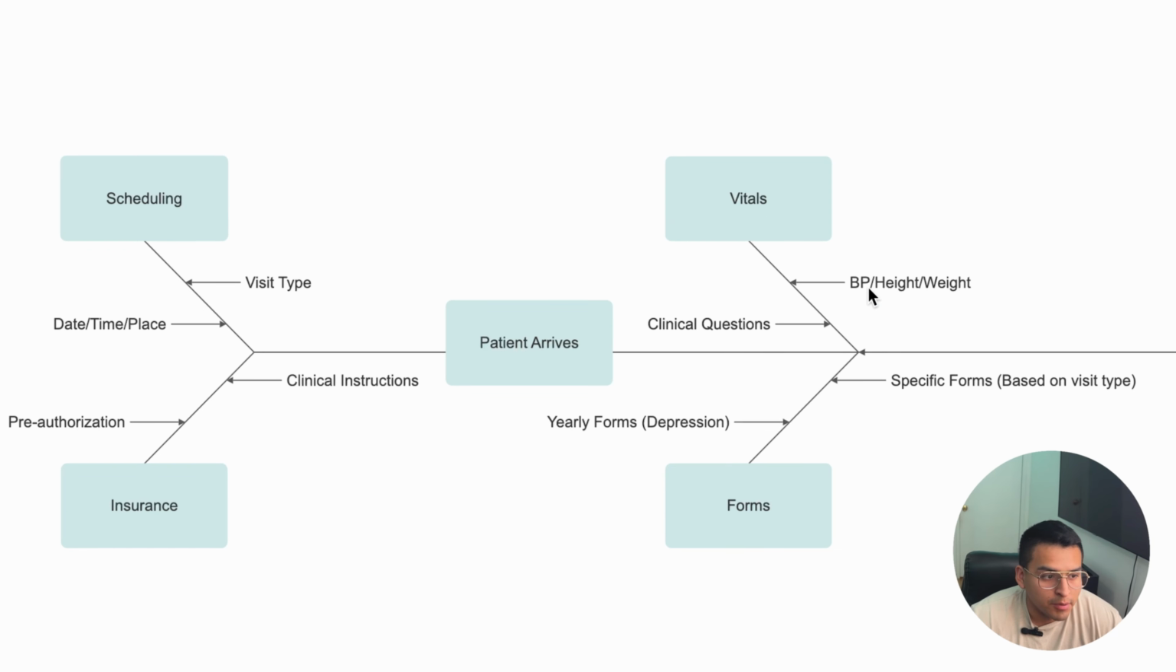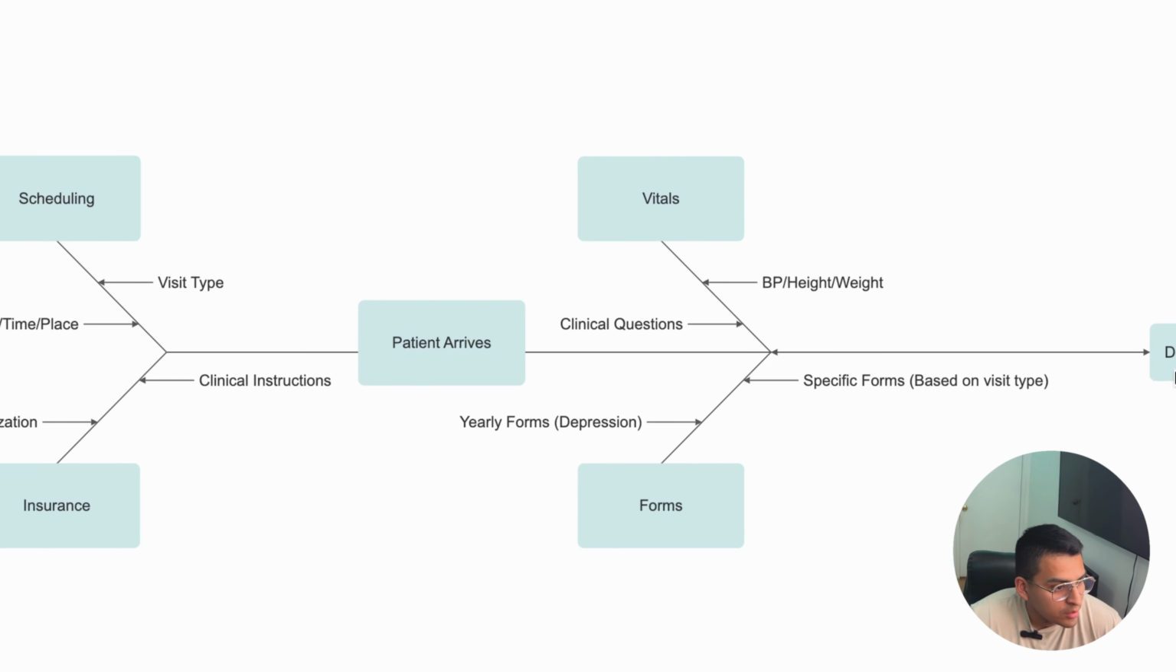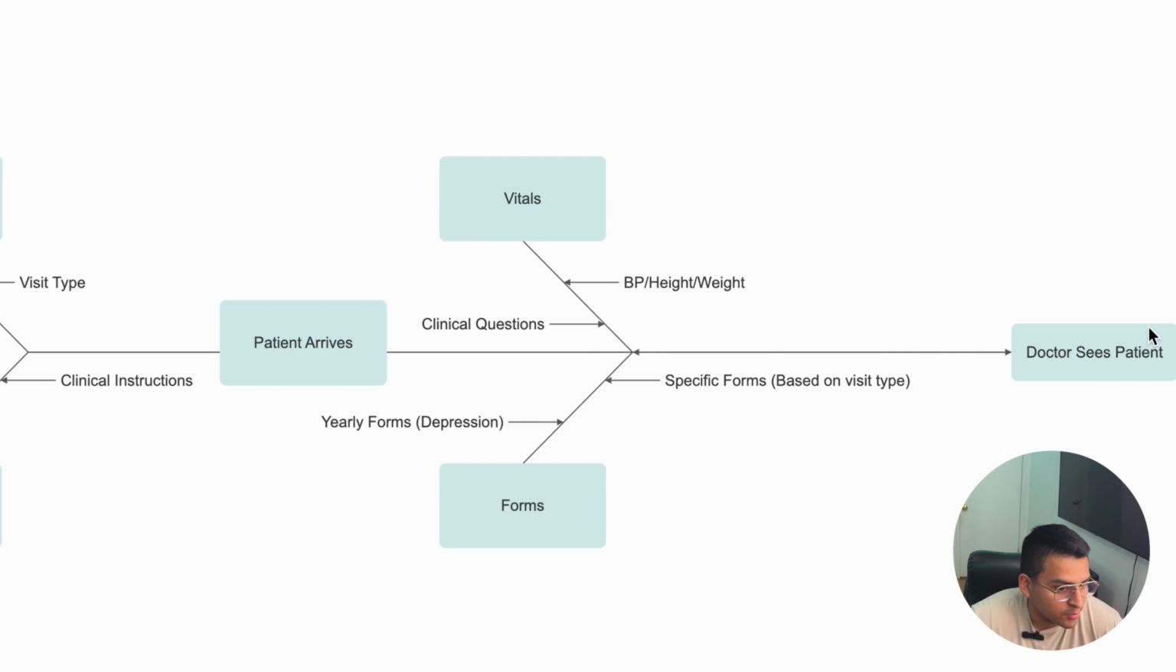Sometimes there are also forms to fill out before you are seen by your provider. Some yearly forms are like depression screening. I think it's called PHQ-9, something like that. There are also specific forms based on the visit type that you would be filling out for the appointment. So that's that part of the workflow. And then we get to the doctor sees patient part.